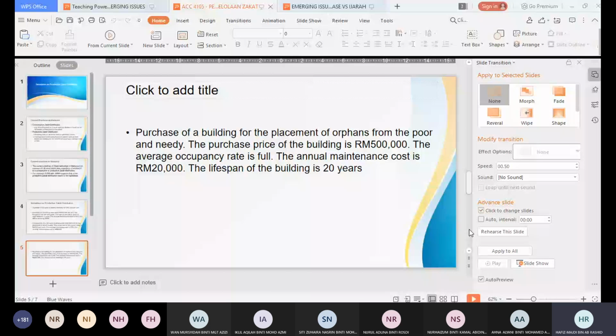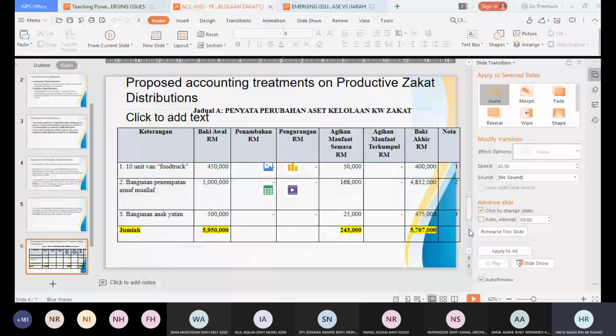In Malay it is more clear; I'm not sure what to call it in English. This is what we call penyata perubahan aset kelolaan zakat, which means the statement of changes in zakat assets managed by the State Islamic Religious Council. But you can only see 3 items here because in our illustration, in the simulation, we say 4, but the sewing machine, whenever we give a sewing machine to an asnaf, we give it with ownership.